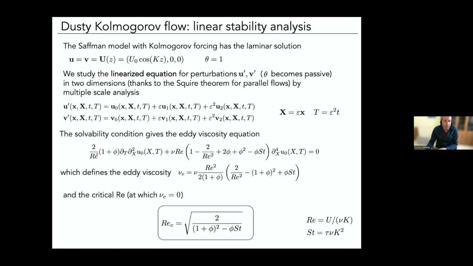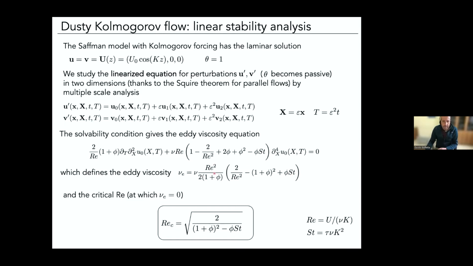Okay, so it's an equation in which you have one time derivative, two derivatives in space for U0 and four derivatives in space, so it's an eddy viscosity, and this defines the eddy viscosity as the ratio between the two coefficients, which is written here as a function of the Reynolds number of the flow, the mass fraction, and the Stokes number.